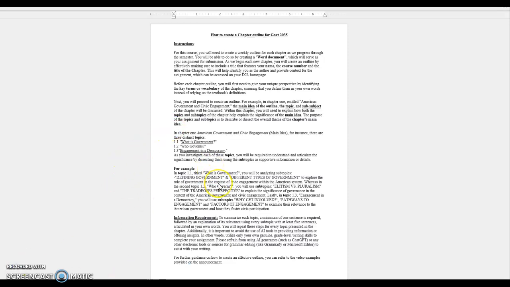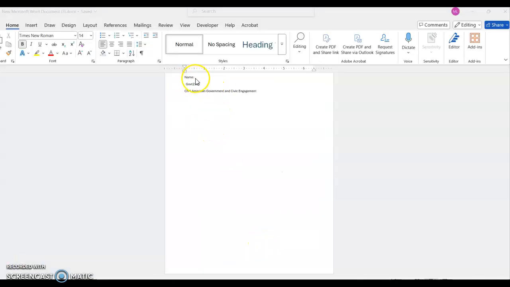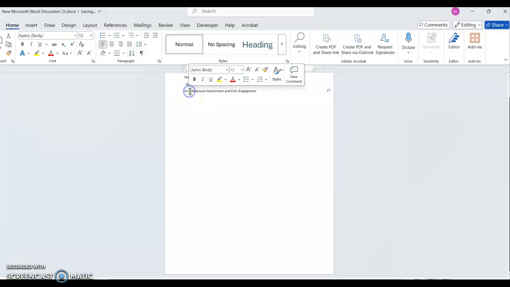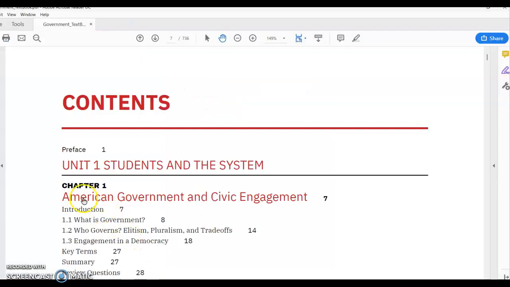Okay, first, in order to create an outline, the instructions say that you have to write your name, the course number, and the chapter. So you're going to open a Word document and put your name, then the course number, and then the first chapter. It's called American Government and Civic Engagement. It's right here in red letters under chapter 1.